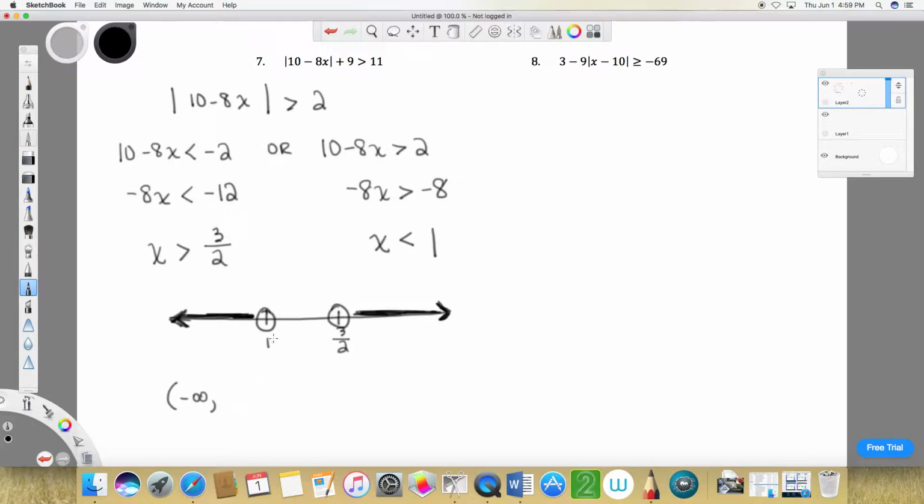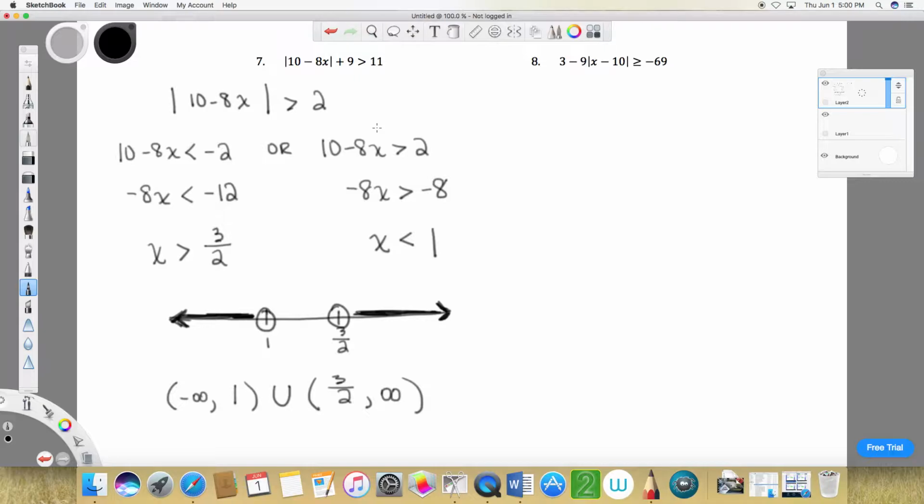So from negative infinity all the way up to positive 1, any number that's in this interval will satisfy the original inequality, or if you're strictly bigger than 3 halves, any number bigger than 3 halves will satisfy this absolute value inequality. So we're done with this problem. We've written our solution set using interval notation.